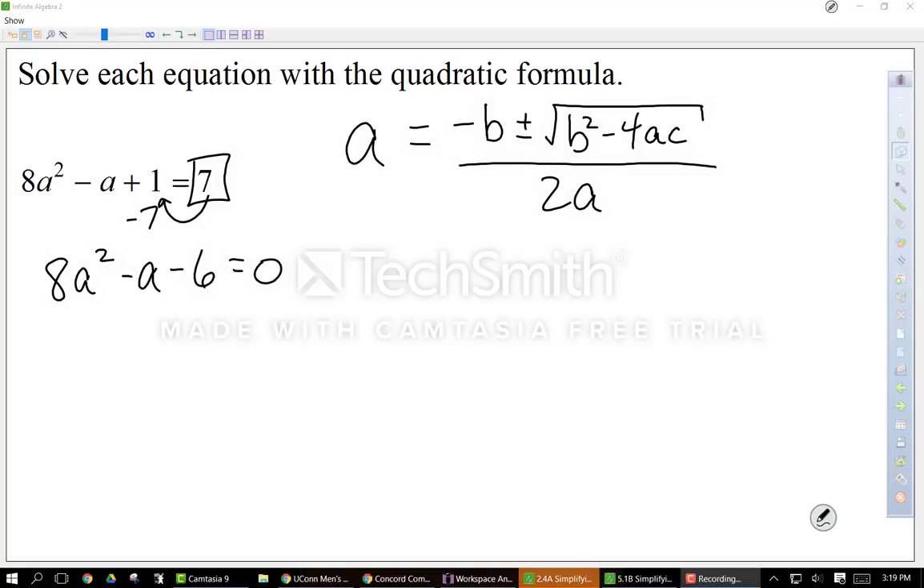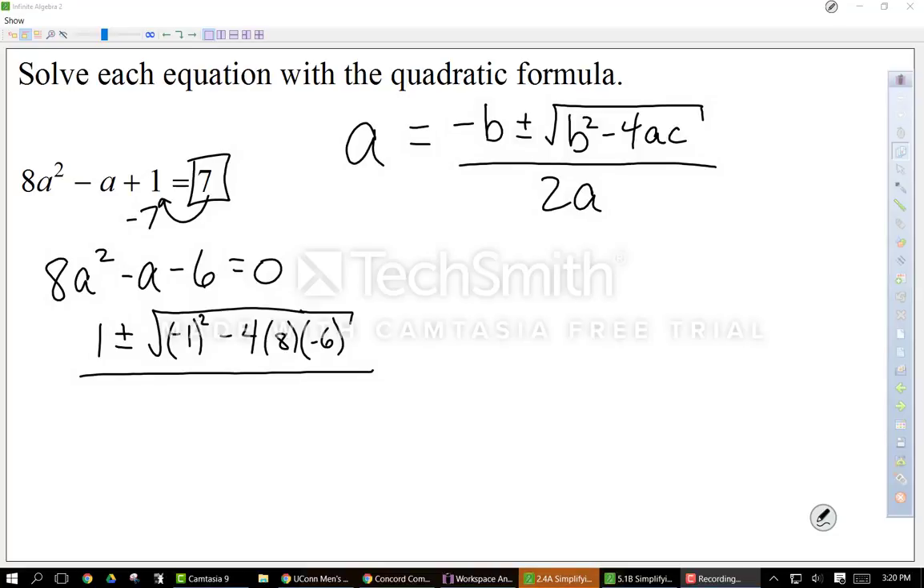So again, I have a, b's, and c's. I'm going to start plugging them in. So b is negative 1, so the opposite of it is positive 1, plus or minus the square root of negative 1 squared, again, see parentheses around the number, minus 4 times 8 times negative 6, all over 2 times 8.